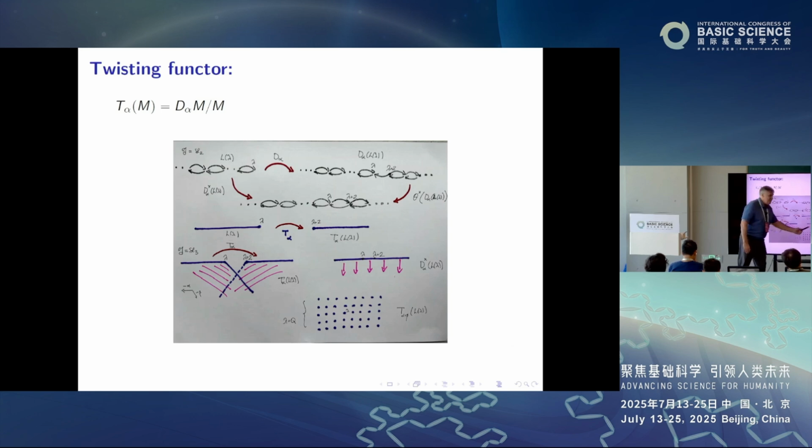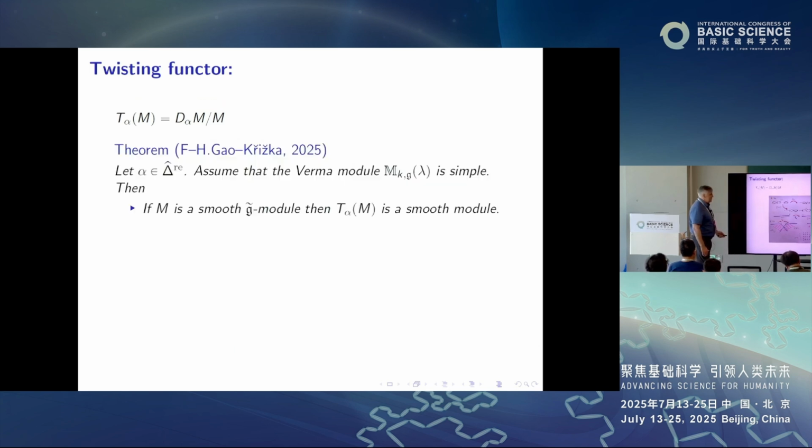This is the so-called dense module, right? It has no holes. And generically, it will be simple. So this is the T alpha module. You see, it allows us to go from finite dimensional multiplicities to infinite dimensional multiplicities.